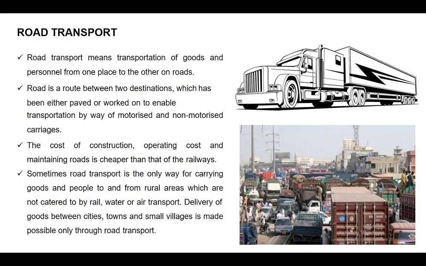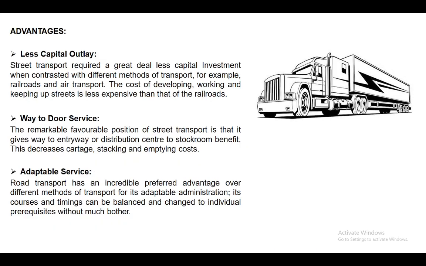The cost of construction, operating and maintaining road transport is a little more economical and less as compared to railway, because road transport is sometimes only used for carrying people and goods from rural areas to urban areas as well. Through road transport we can easily integrate with water, with air and with the railway as well. It also provides a connection service between rural and urban areas.